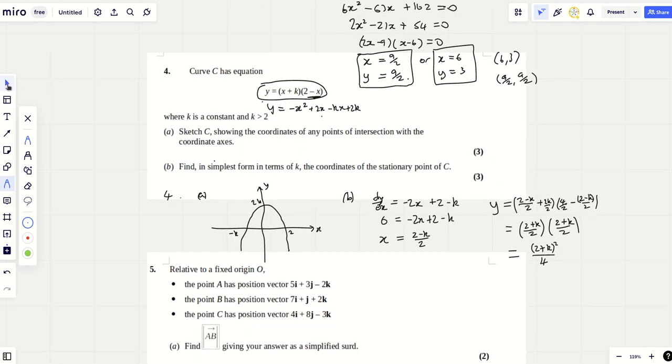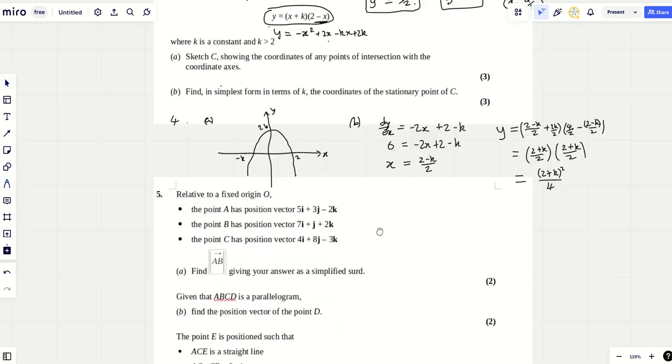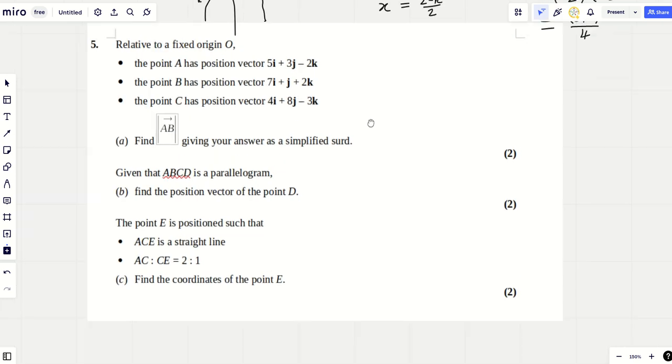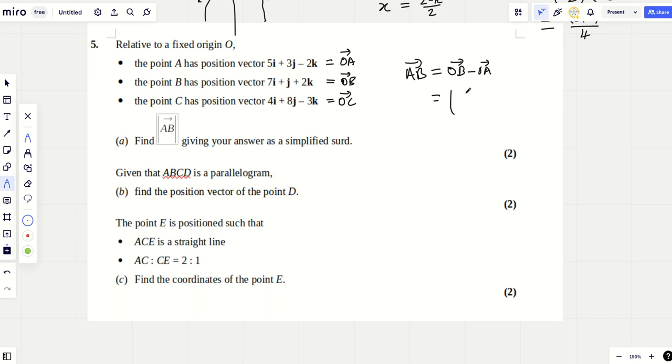Okay, right, number 5. This one, it's not too bad. It really isn't. The simplified surd should be fine. Remember that when they give you these, they're giving you position vectors OA, OB, and OC. And the length of AB, let's find AB first, and AB just equals OB minus OA. Handwriting's getting bad again. And so that's going to be, right, in column vectors.